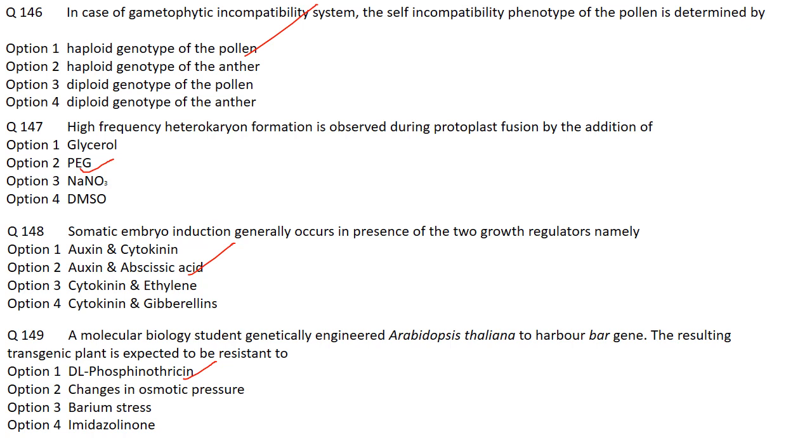Then next one. A molecular biology student genetically engineered Arabidopsis thaliana to harbor BAR gene. The resulting transgenic plant is expected to be resistant to... So it is, BAR gene introduction, it is resistant to DL-phosphinothricin. Answer is option 1.